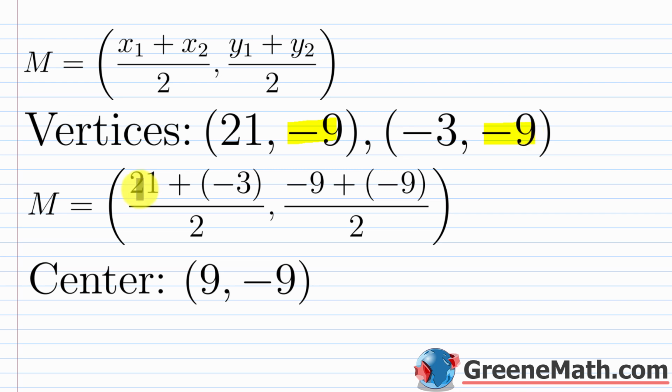So just plugging in, let's just do 21 plus negative 3. That's going to be 18. 18 over 2 is 9. And of course, this will be negative 9, but you could do it here. So negative 9 plus negative 9 is negative 18. Divided by 2 is negative 9. So the center is 9, negative 9.